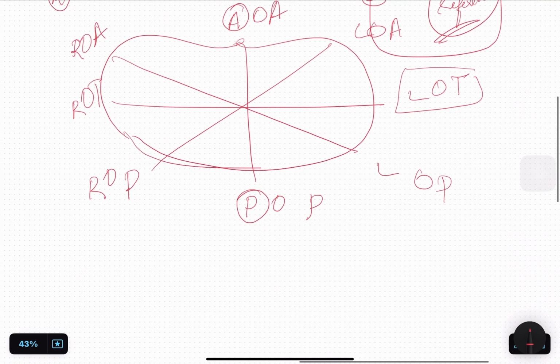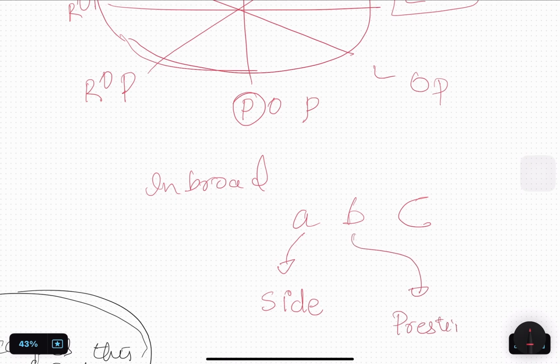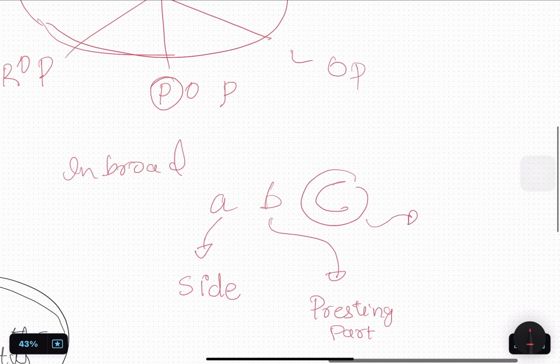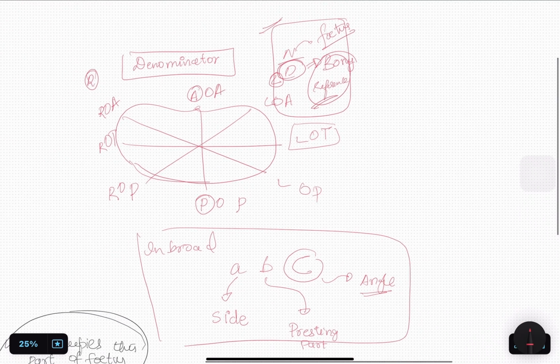So in a nutshell, remember A, B, C. The first letter tells you about the side. The second talks about the presenting part. The third talks about your angle. If you know this in broad, then all your positions should be in your hand. During delivery, most likely it has to be in a LOT position, then it turns and you get the normal vaginal delivery.